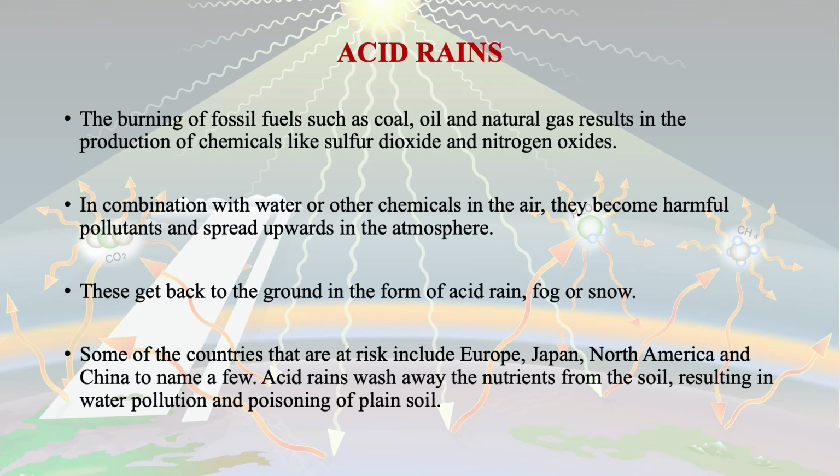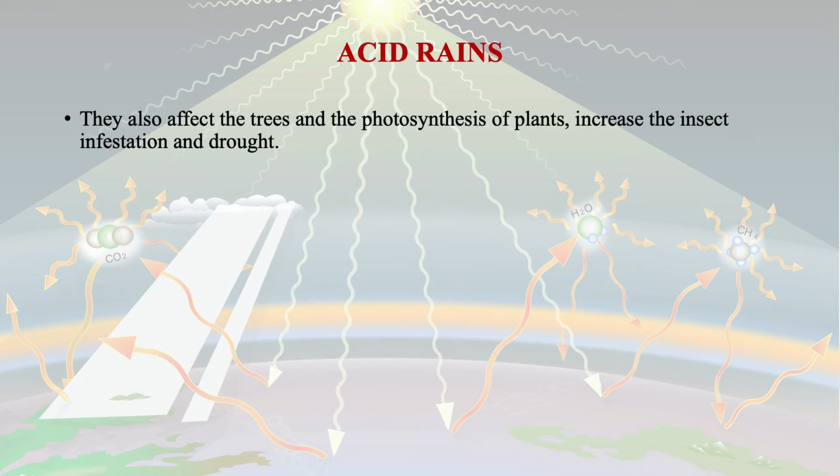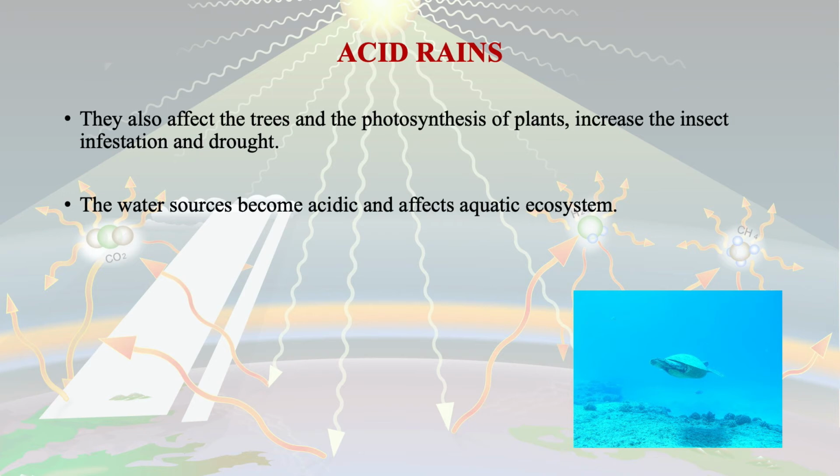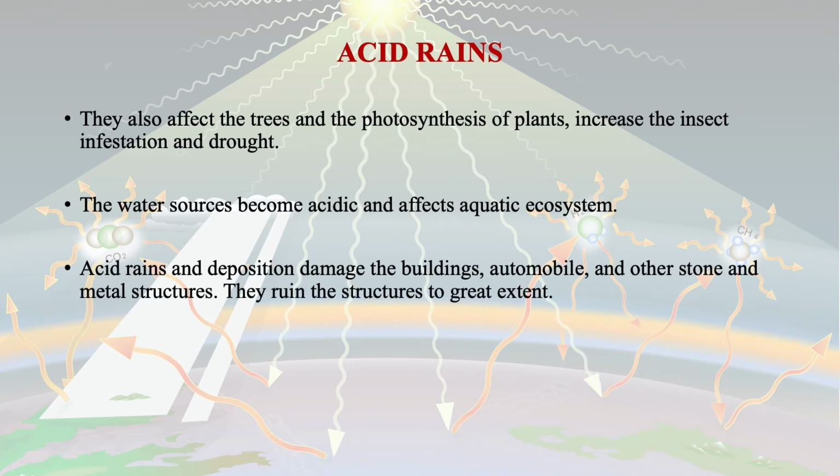Acid rains wash away the nutrients from the soil, resulting in water pollution and poisoning of plant soil. They also affect the trees and the photosynthesis of plants, and increase insect infestation and drought. The water sources become acidic and it affects the aquatic ecosystem. Acid rain deposition damages buildings, automobiles and other stone and metal structures. They ruin the structures to a great extent.